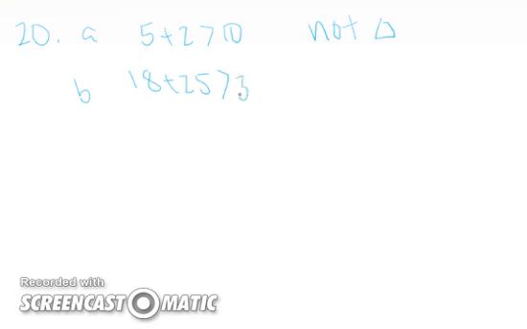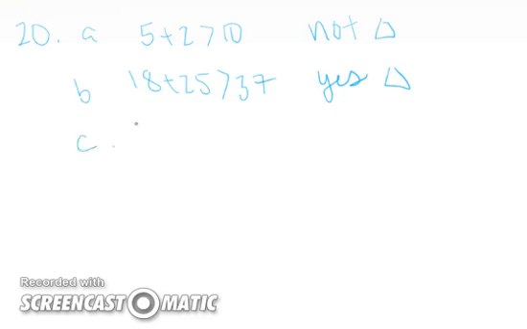20, we did this one in class too, so let's just go ahead and write the answers down real quick. 20A, it's going to be 5 plus 2 is bigger than 10. Is that true? No, so not a triangle. B, we get two smaller sides add up to be bigger than the third side. Is this true? Yes. So we do have a triangle.